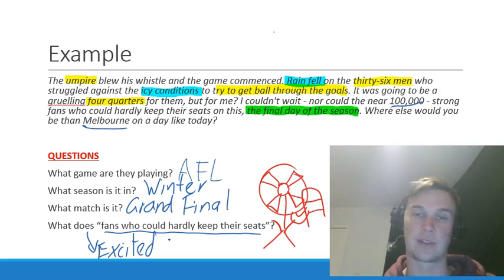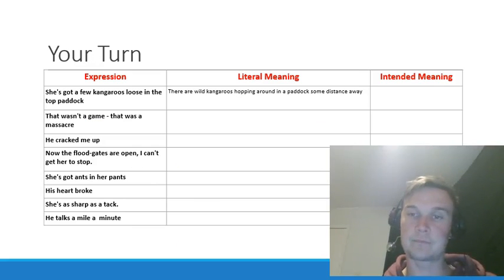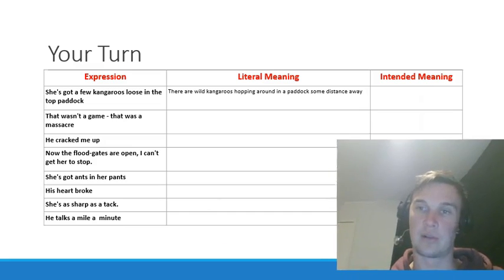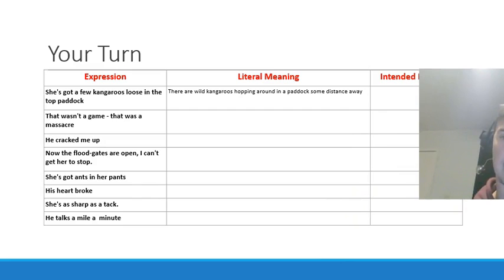So finally, we've got our last task here, and I'll move my head out of the way. I want you to fill this in. So it's got the expression, it's got what the literal meaning of that is if you took that literally, and then what the implied or intended meaning is.